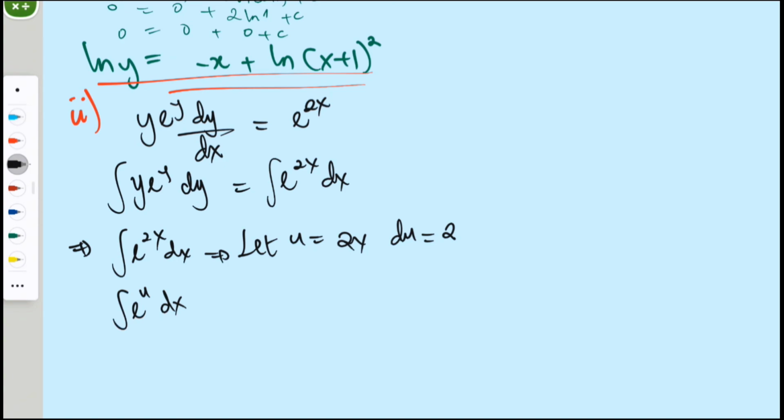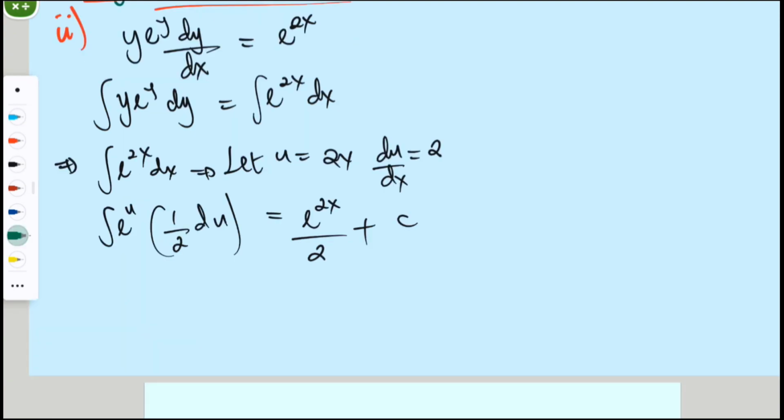But then dx, this was du by dx. So dx can be replaced with 1 over 2 du, so that we integrate u with respect to u. The integral of e to the u is still going to be e to the u. So e to the u over 2 plus a constant. That's it.